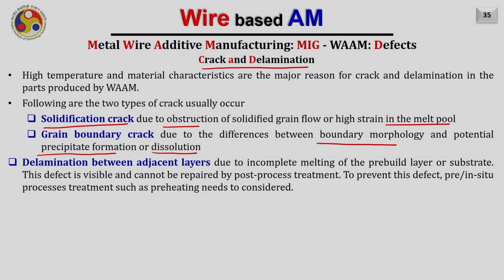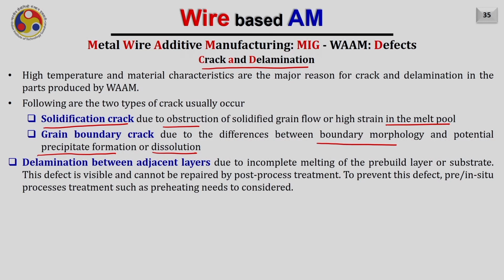Delamination between the two layers usually occurs because of incomplete melting between the two layers, and this particular defect cannot be repaired after it occurs. Therefore, to prevent this defect, we need to make sure that sufficient melting is happening of the pre-built layer of the substrate before depositing the next layer. Sometimes preheating is preferred before depositing the next layer to eliminate this type of issue.